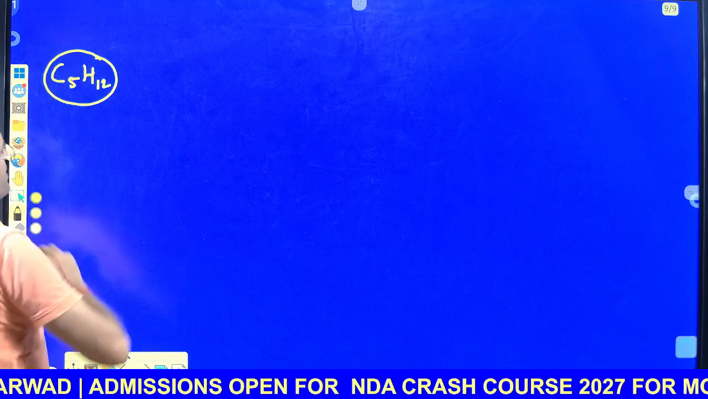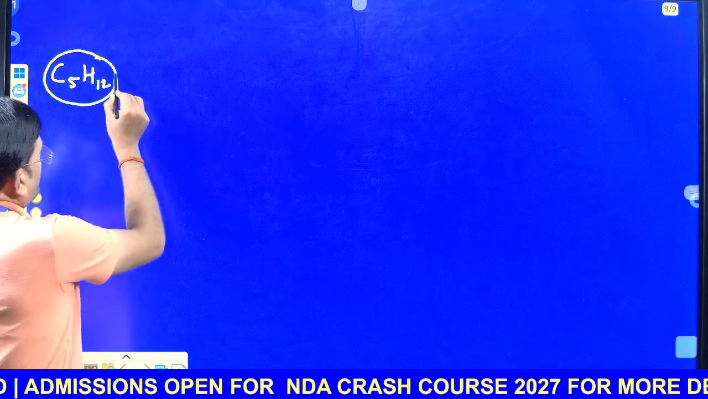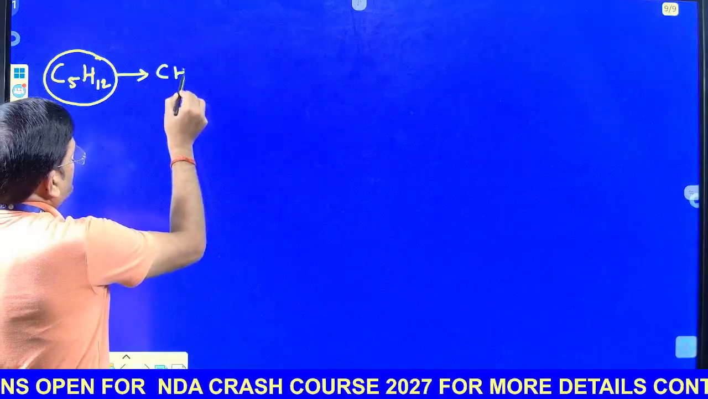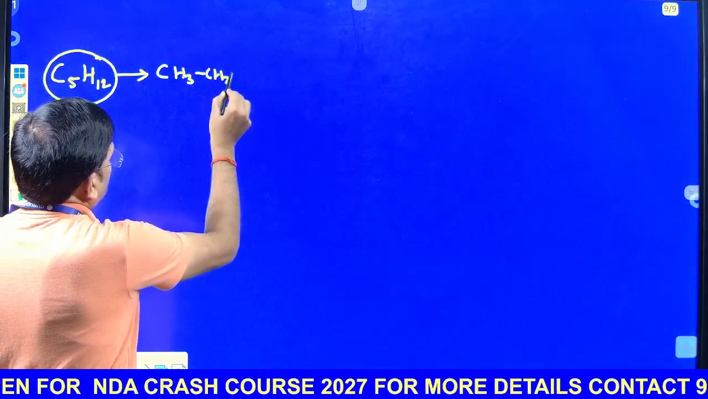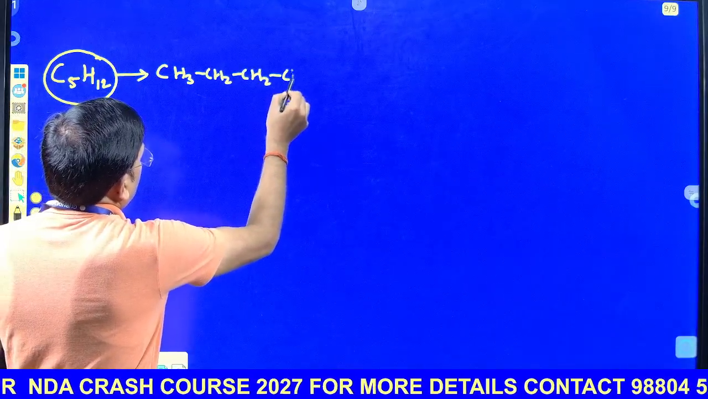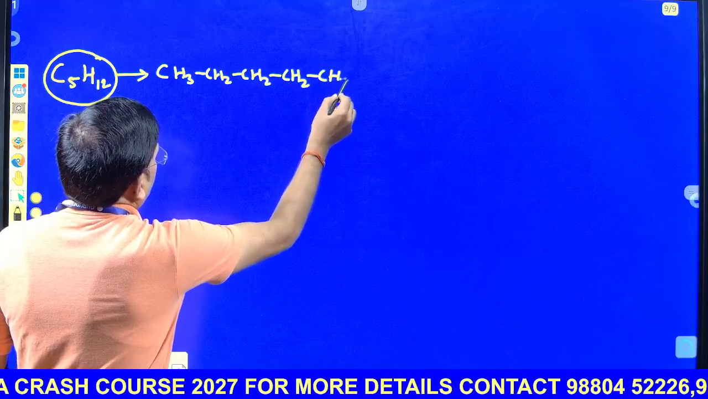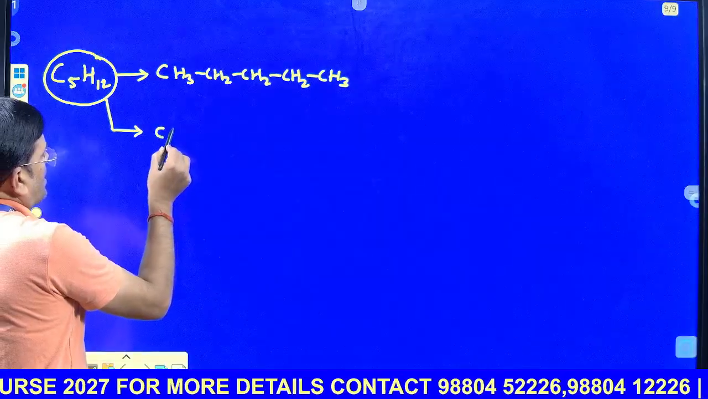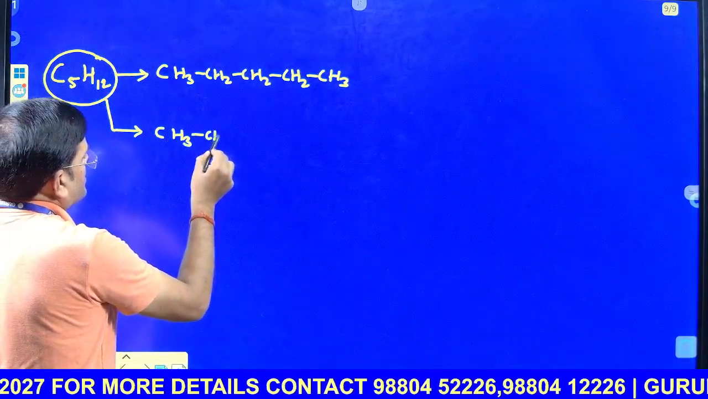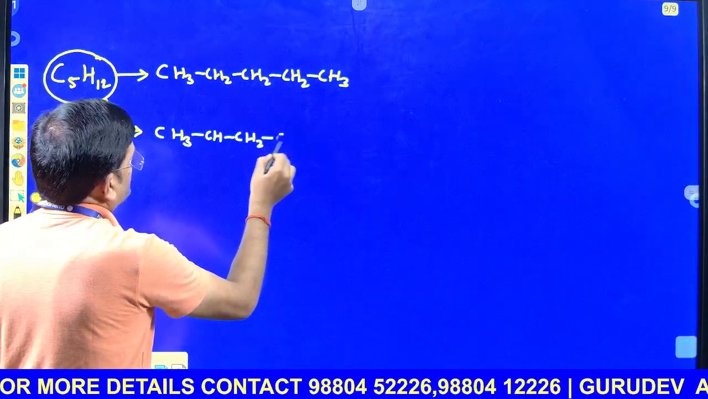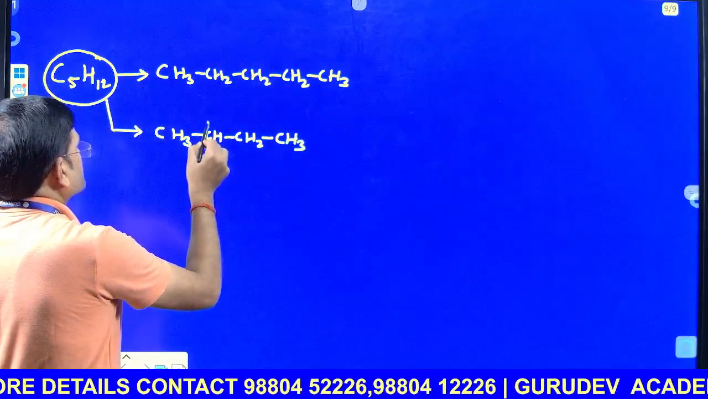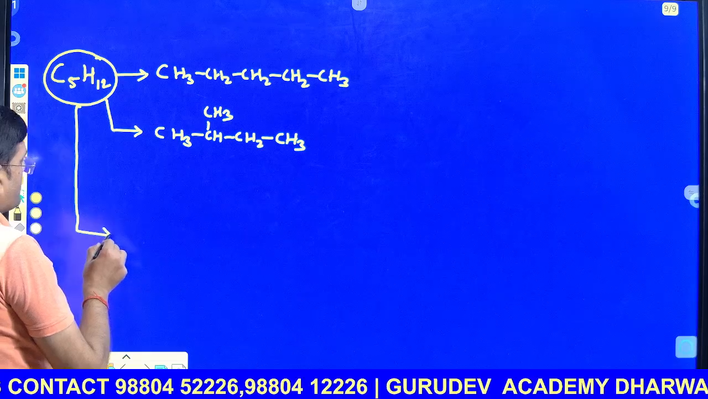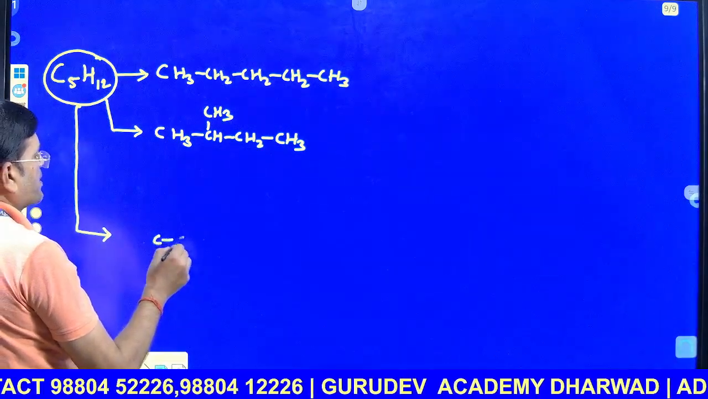This is pentane. So there are three isomeric structures possible for this one. Normal pentane, that is CH3, CH2, CH2, CH2, CH3, right? Now isopentane, CH, CH2, CH3. Now one more possibility is there, neopentane.